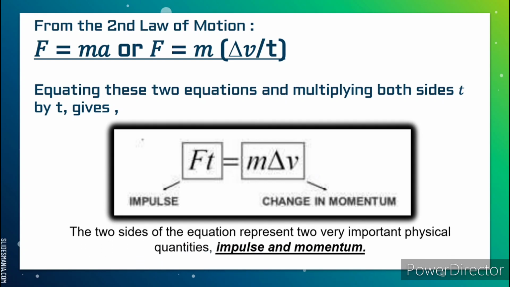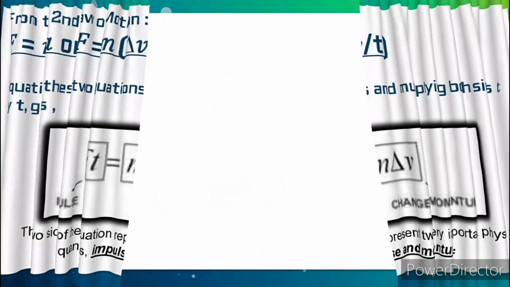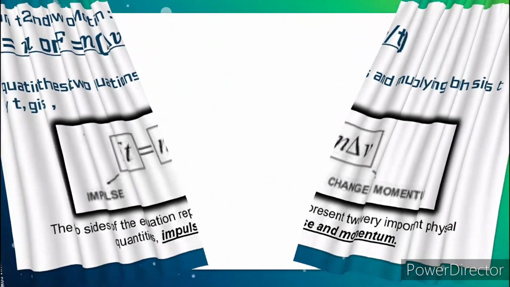Take note with this, mga anak. The two sides of the equation represent two very important physical quantities, impulse and momentum. Magagamit po natin yan later on. Kung tatanungin nila dyan kung paano nakuha, just equate the given equation. Tinuruan na natin sila dyan ng bonggang-bongga, kung paano mag-derive, naituro na namin sa inyo yan before.